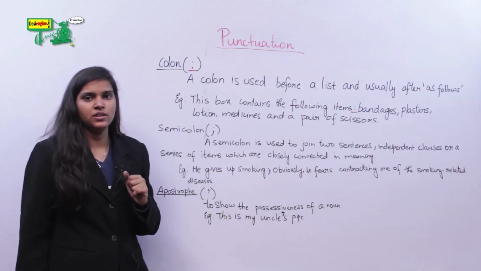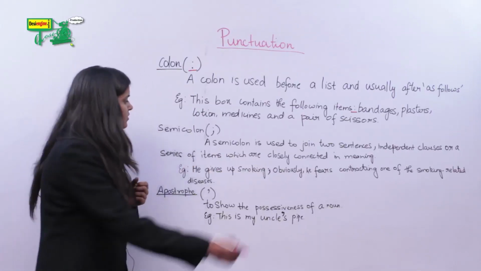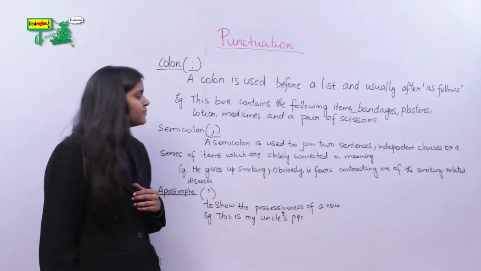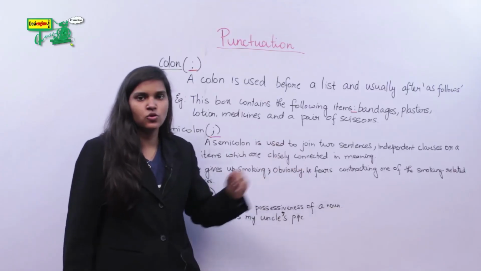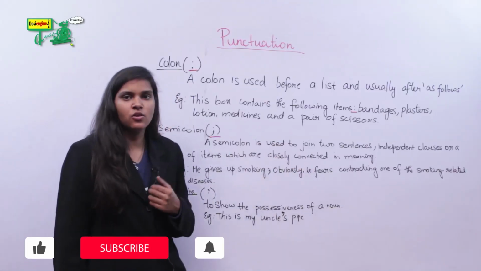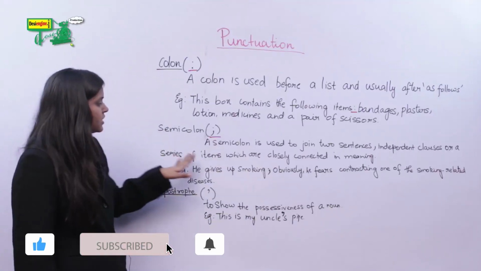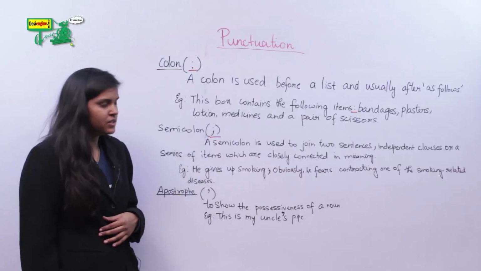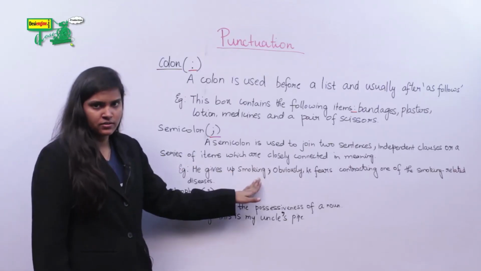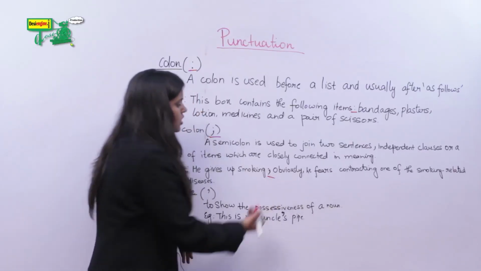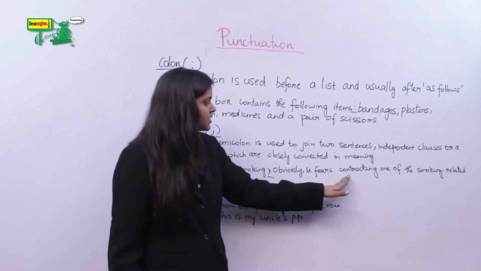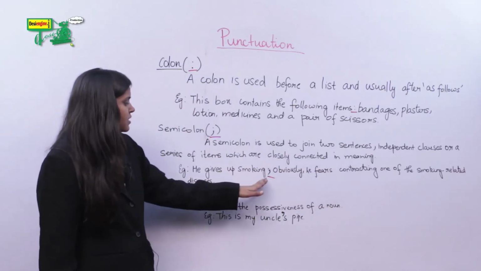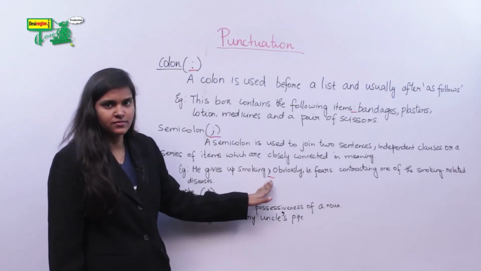Next is semicolon, and the symbol used for semicolon is a dot and a comma placed one below each other. A semicolon is used to join two sentences, independent clauses, or a series of items which are closely associated in meaning. For example, he gives up smoking; obviously, he fears contracting one of the smoking related diseases. Here, the semicolon joins clauses.